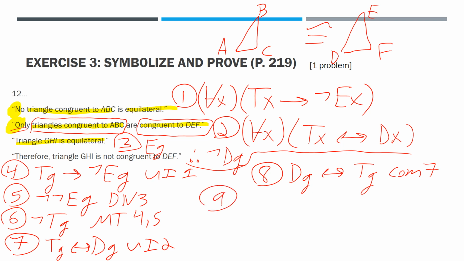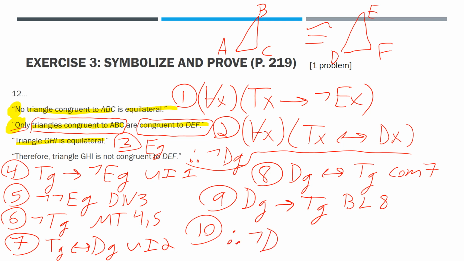For line 9, we can get DG arrow TG by the biconditional law, line 8. And then we have what we need. We can do a modus tollens inference. So for 10, we'll say therefore not DG by modus tollens, lines 6 and 9.